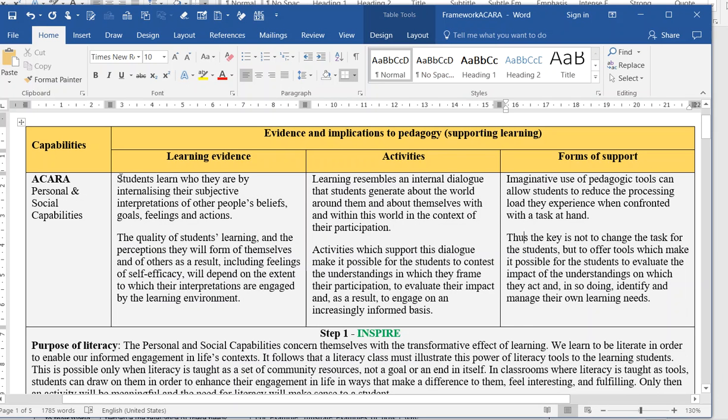So learning activity evidence. Students learn who they are by internalizing their subjective interpretations of other people's beliefs, goals, feelings, and actions. That's from Helen Immordino-Yang's paper. So students learn by internalizing their own interpretations. Remember, you can tell them whatever you want. They do internalize what is outside, but they don't swallow it. What they do is internalize their own interpretations of it. So students always look at what they know, not what you present to them. They always internalize in relation to what they know.